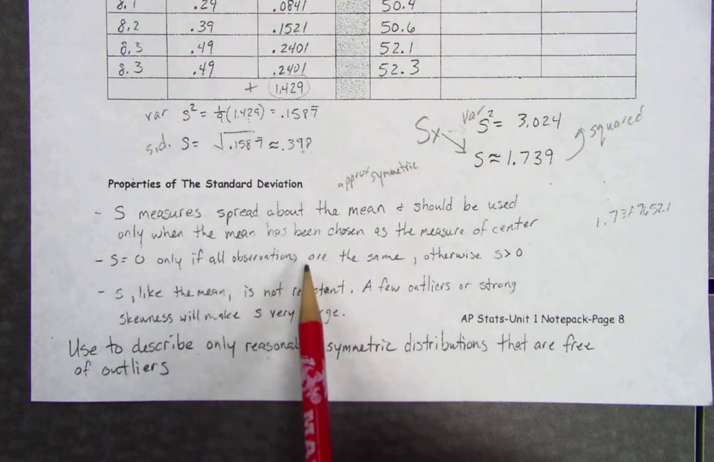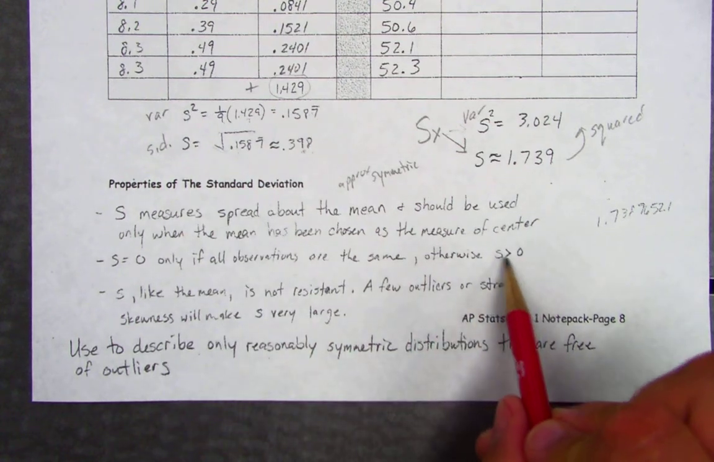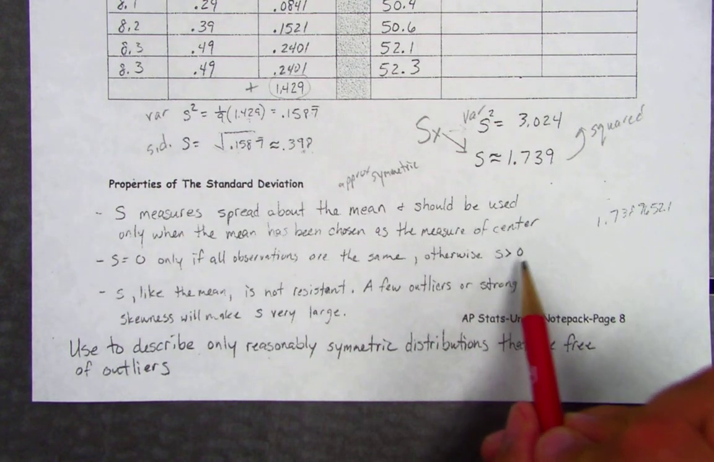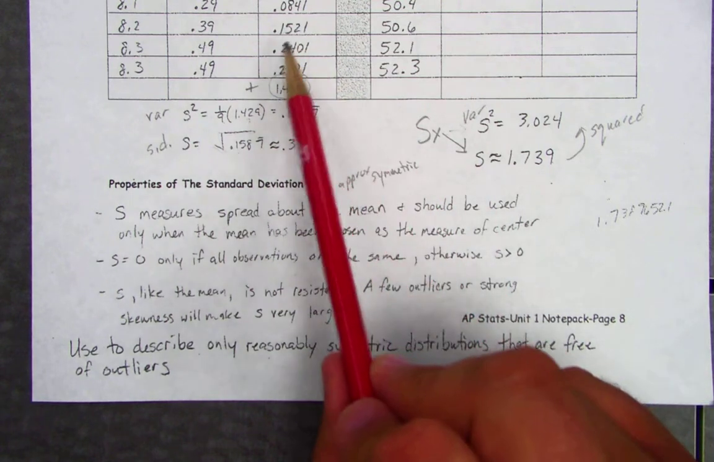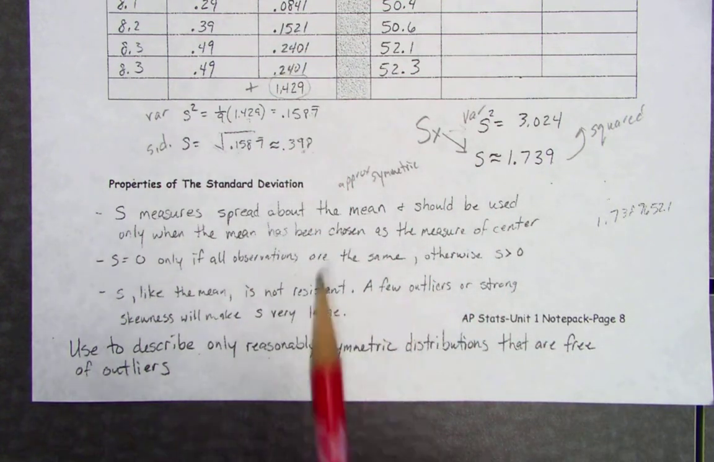If any of the observations are different, our standard deviation is going to be some number above 0. Remember, it's never negative because we do the square of the difference up there. It makes all those numbers positive.